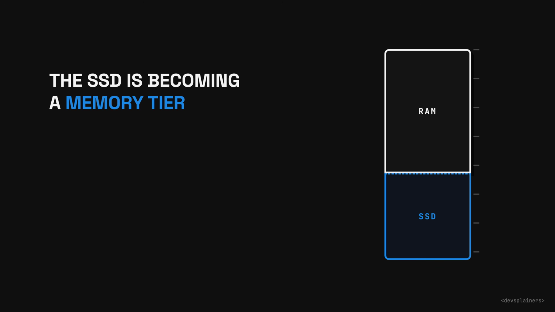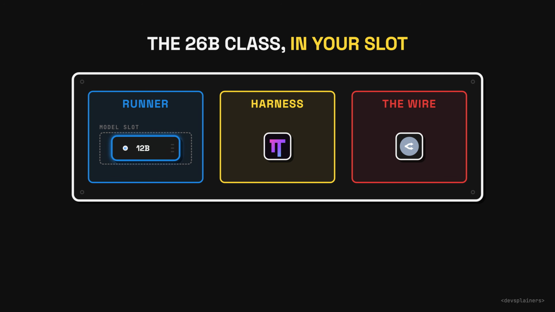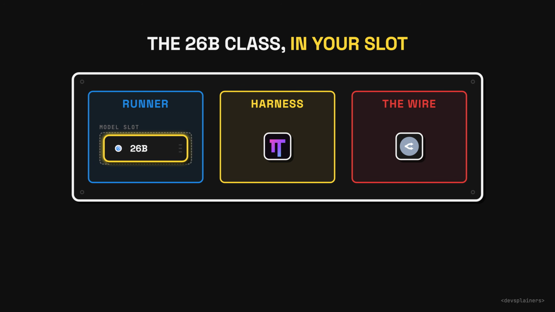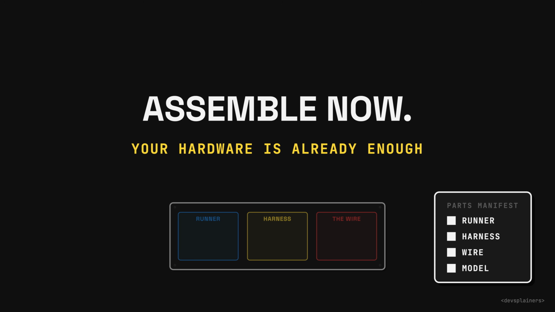The SSD is turning into a memory tier, and for you it will just be a model switch. Watch for the streaming engines gaining real context and landing in mainstream runners like Ollama. That day, the 26 billion class drops into the slot your 12B holds today, next to your IDE instead of in its way, for the cost of one string edit. Assemble now, your hardware is already enough.